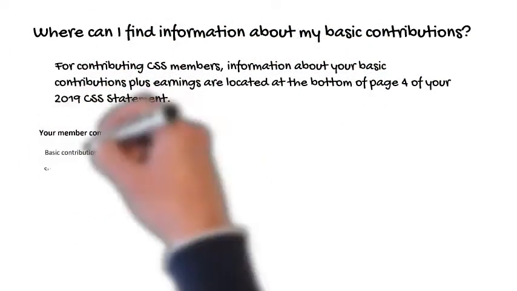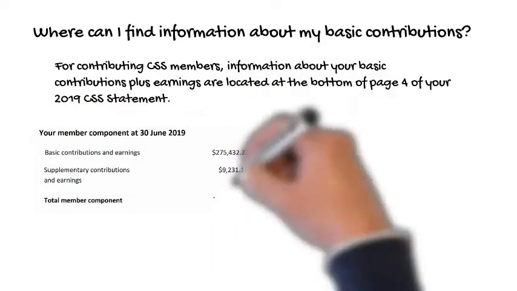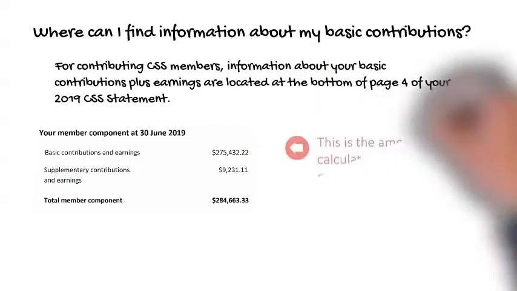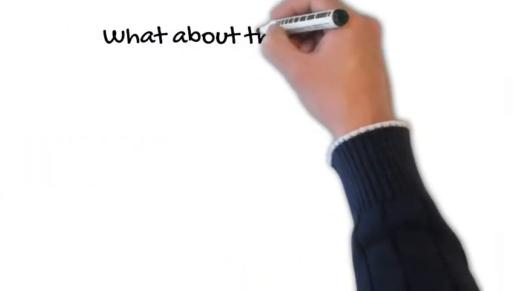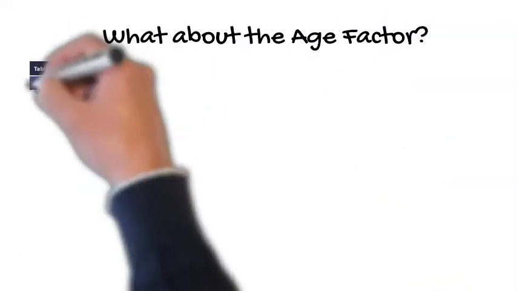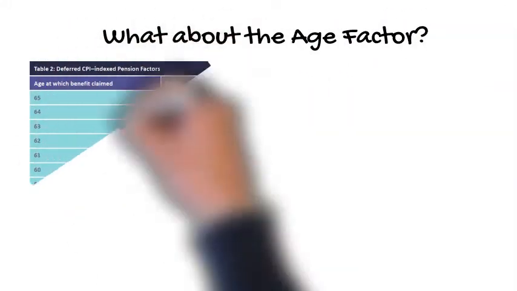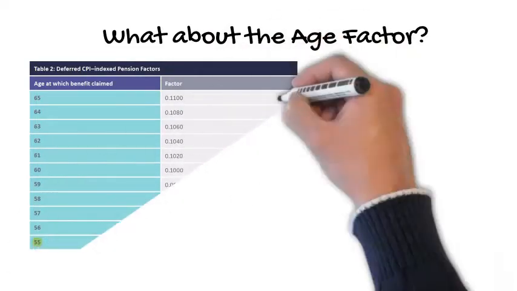If you are currently a contributing member to the CSS, you will locate your basic contributions plus earnings on the bottom of page 4. And as you can see in this slide, there's an example here. It even says to the right, this is the amount used to calculate your CSS deferred pension, also known as 5411. Okay, so we now know that it is basic contributions plus earnings times 2.5. We know where to find them.